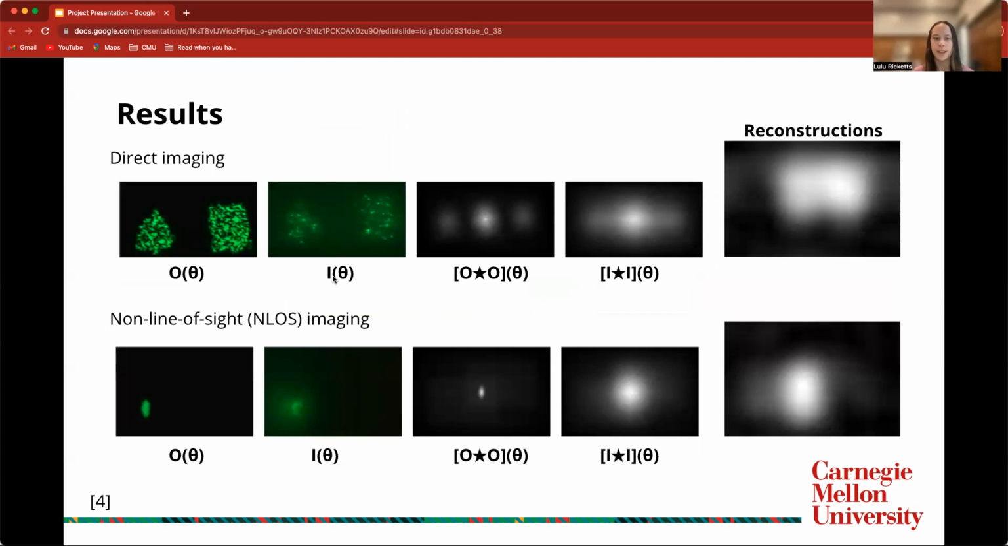So both of the imaging setups were tested on two different objects, the triangle and the square one, and also the one with the oval in it. And here I'm just showing the best results for each case.